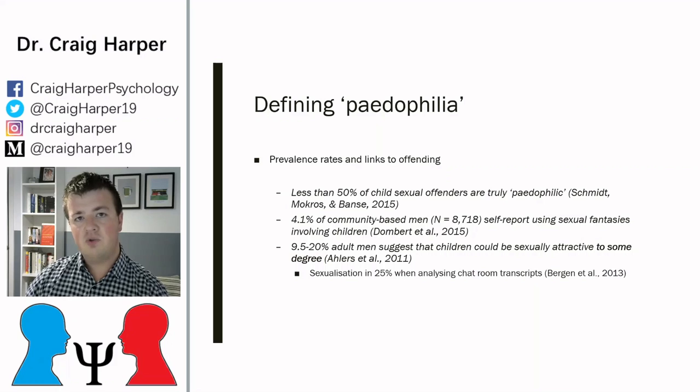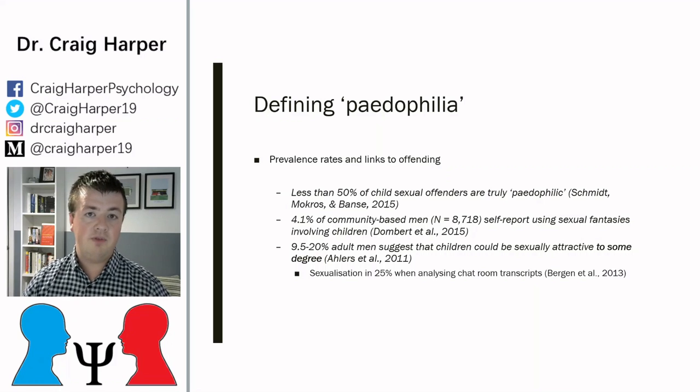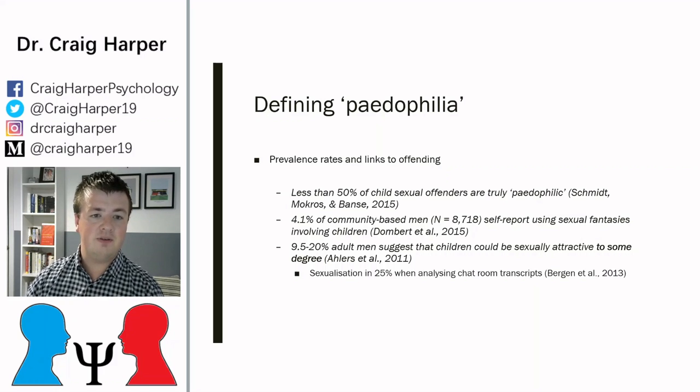Now, this obviously has real implications for how we view paedophilia as a risk factor for sexual offending, and how it links to child sexual abuse as an offending behaviour. What we do know from some of the bigger studies is that less than 50% of all child sexual offenders, those who have been convicted of child sexual offences, are truly paedophilic.